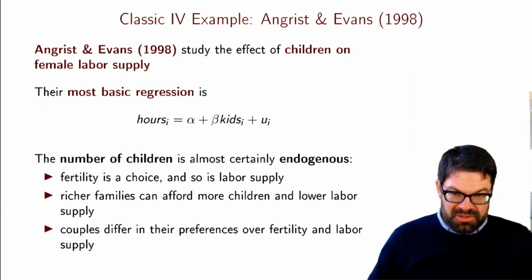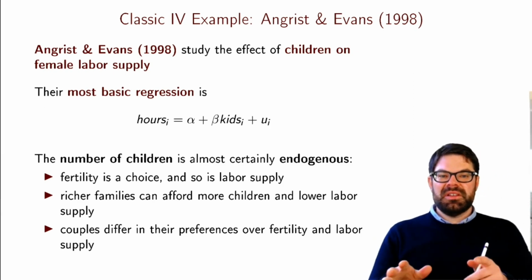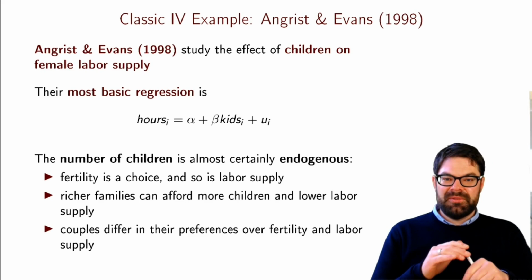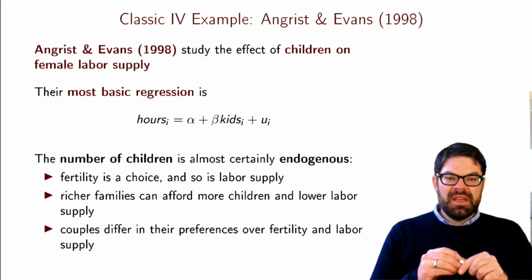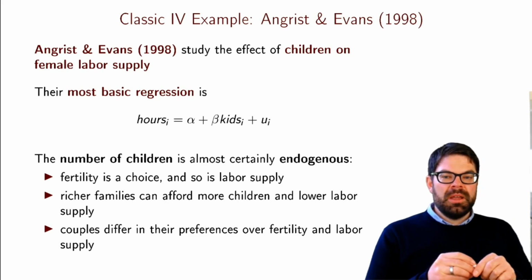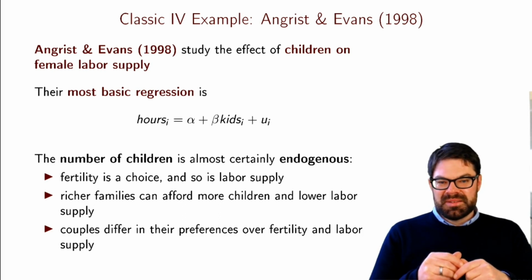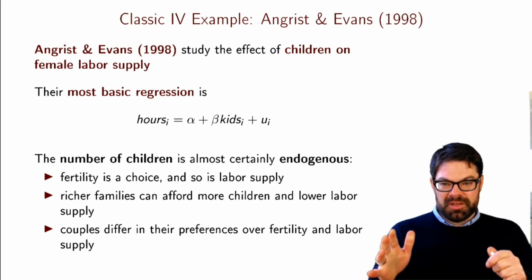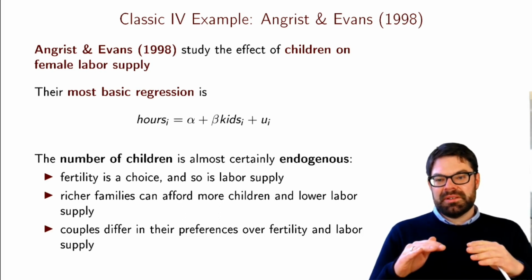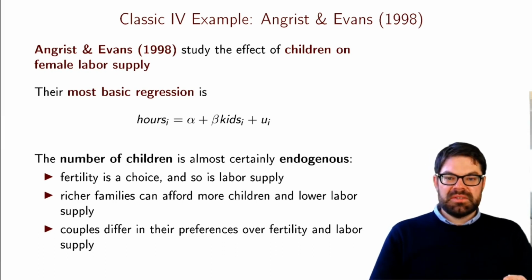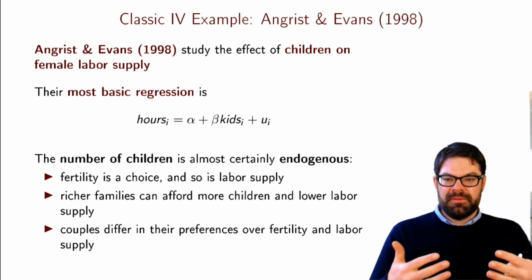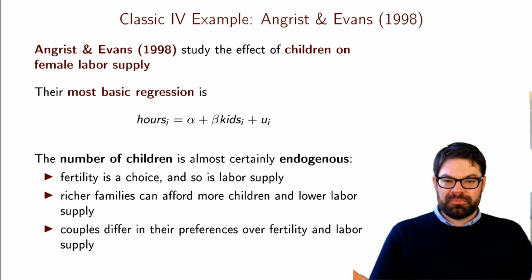Now here's another study that is a classic instrumental variables paper by Josh Angrist and Bill Evans, which came out in 1998 and has since been replicated in many contexts. So the basic question here is whether having children and whether the number of children affects female labor supply.